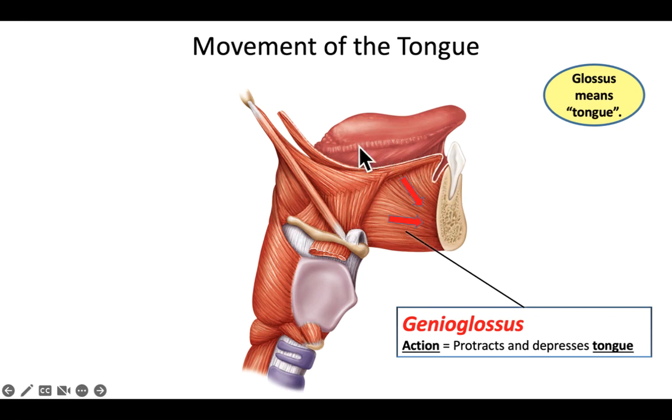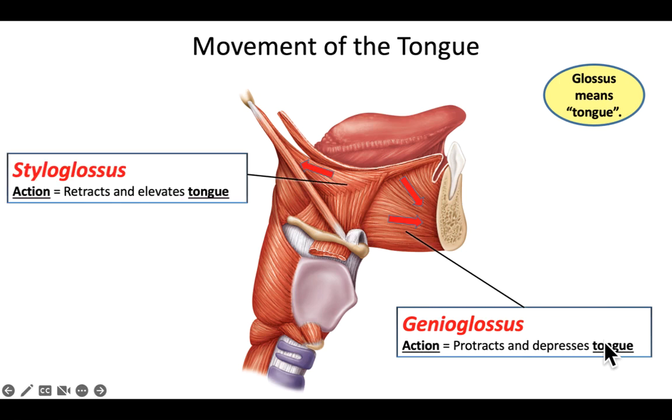Its insertion is in the tongue, or on the bottom of the tongue, and it's going to pull that tongue towards this origin. All right, so if you see the arrows, this muscle can pull down on the tongue and pull the tongue out. So it protracts the tongue if you're sticking your tongue out at someone, but it also depresses the tongue. All right, so it moves it anteriorly and inferiorly. So protraction and depression of the tongue.